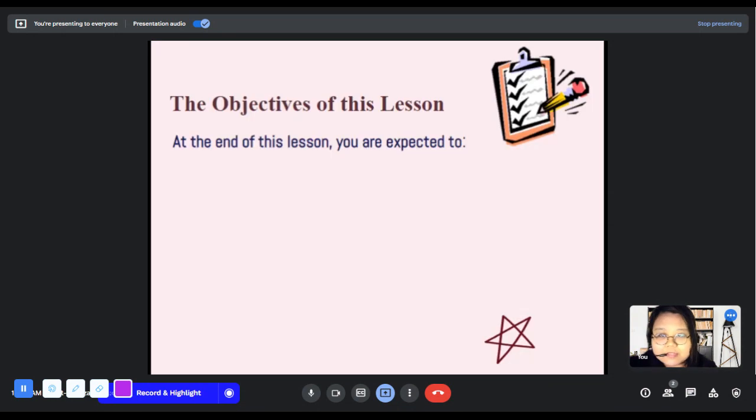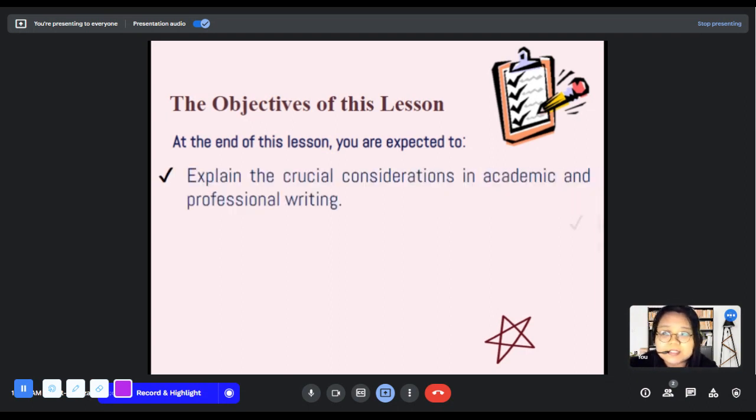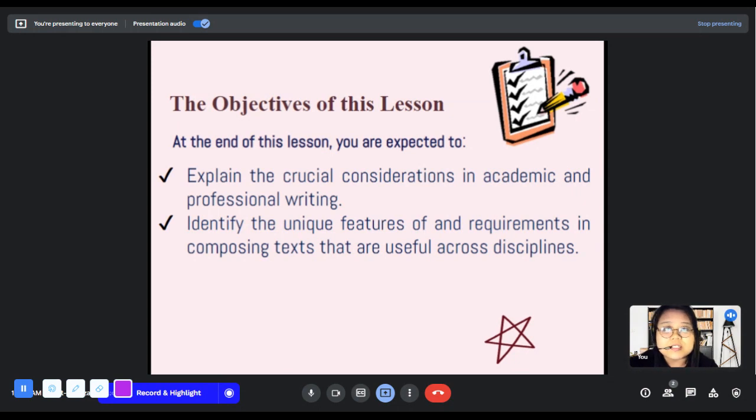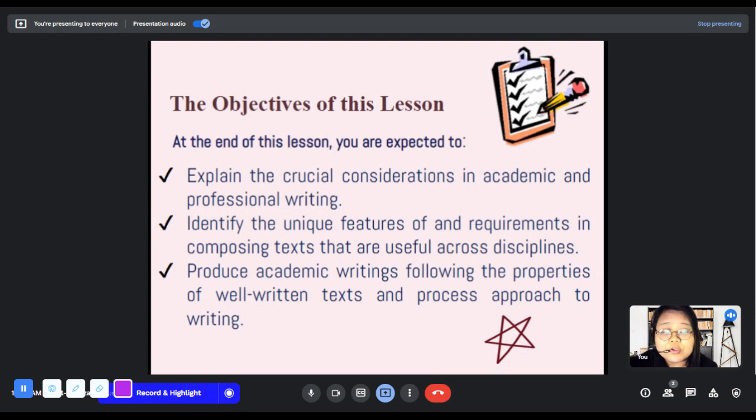The objectives of this lesson. By the way, we are only in part number 1 of this lesson, and we will have, of course, part 2. At the end of this lesson, students are expected to first explain the crucial considerations in academic and professional writing. Next is for you to identify the unique features of and requirements in composing texts that are useful across all disciplines. Lastly, is for you to produce academic writings following the properties of a well written text and the process approach to writing.